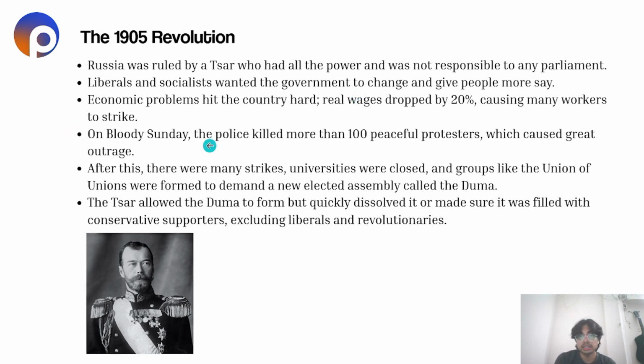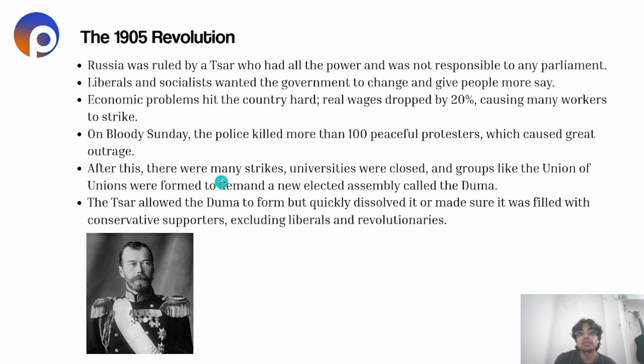So, on Bloody Sunday, the police killed more than 100 peaceful protesters, which caused great outrage. What happened was workers marched to the Winter Palace in Petrograd. They were demanding equal rights and better working conditions. But instead, the Tsar's soldiers killed more than 100 peaceful protesters. This caused a great outrage in the country.